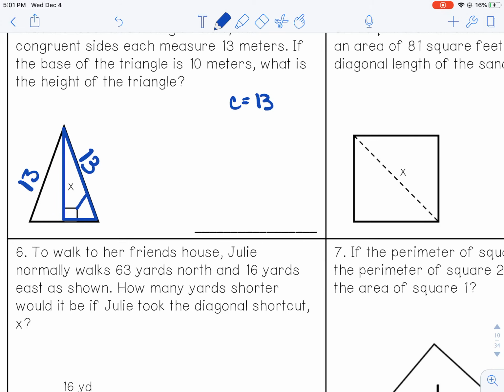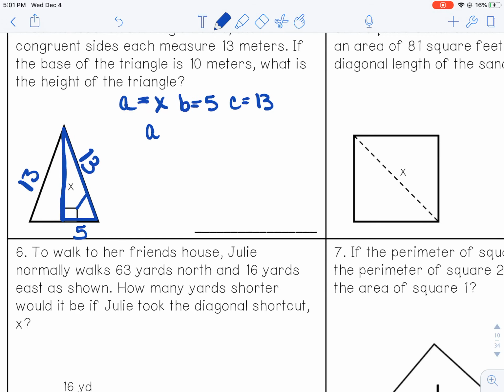Now it does say in the problem that the base of the triangle is 10 meters. What's the height of the triangle? That means this entire part down here is 10 meters. But we're only looking at the right side of the triangle, this part right here. So if the entire part is 10 meters, then the right side is just 5 meters. So A is going to be the height. We don't know what A is. In fact, they called it X, so I'm going to put an X there. And we know that B is equal to 5.